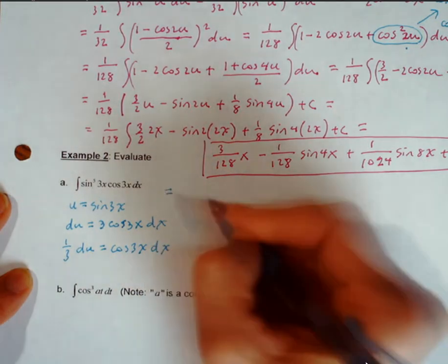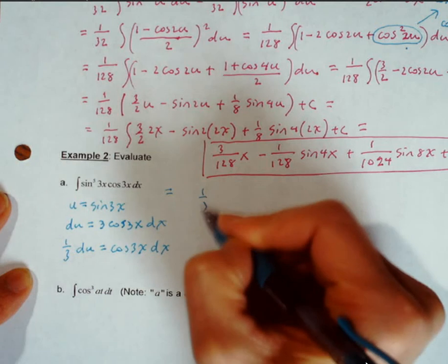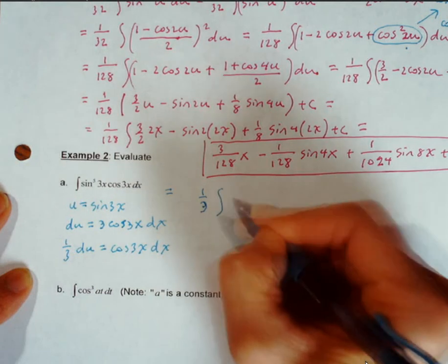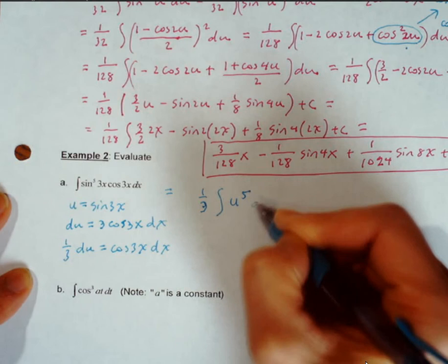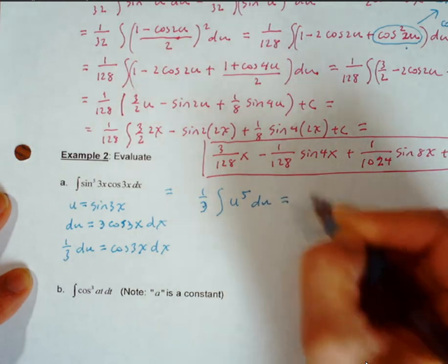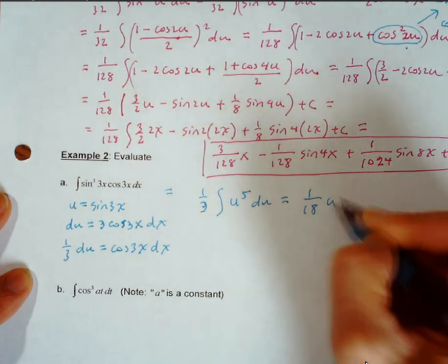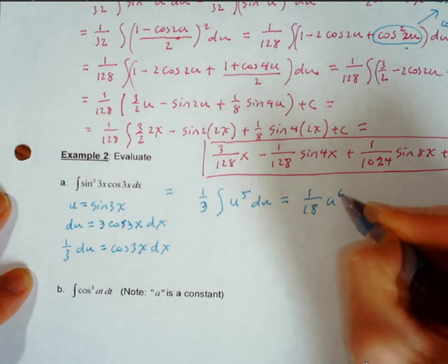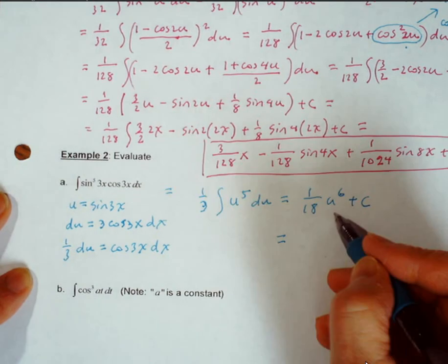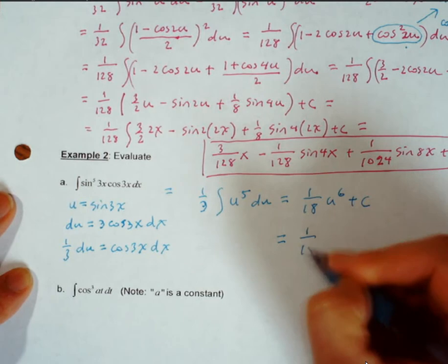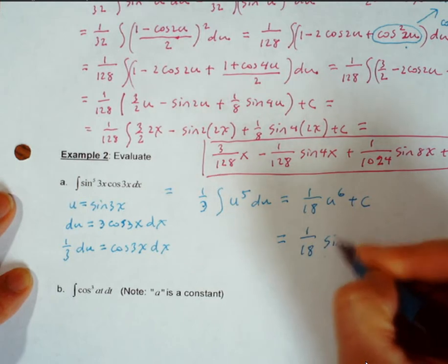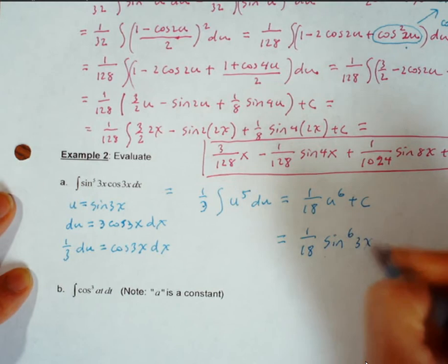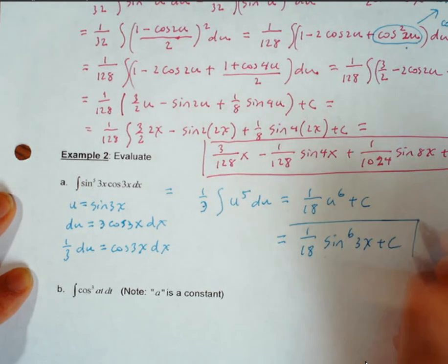Okay, so then when I do my substitution, I have a 1/3 out in front, and then integral, and then it'll be u to the 5th du, and that is equal to 1 over 18 u to the 6th plus c. And then substituting u is equal to sine of 3x, I end up with 1 over 18, and then sine to the 6th 3x plus c.